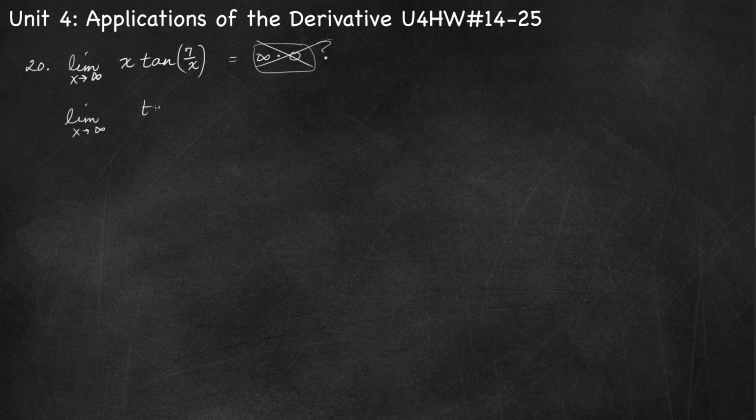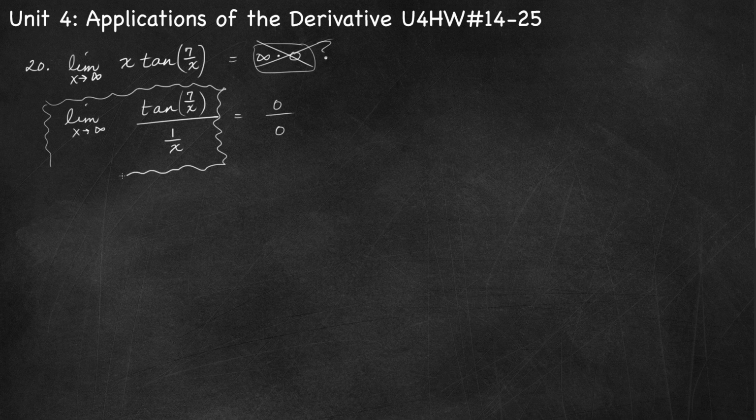I'm going to leave the tan of 7 over x as is, but I'm going to rewrite x as 1 over x. Now substitution gives the tangent of 0, which is 0, over 1 over an infinitely large number, which is approaching 0. So now I have something in the form of 0 over 0. So I can apply L'Hopital's rule to this limit here and get the limit as x approaches infinity.